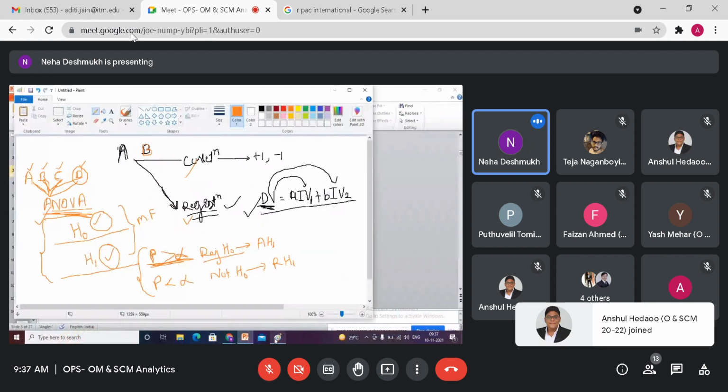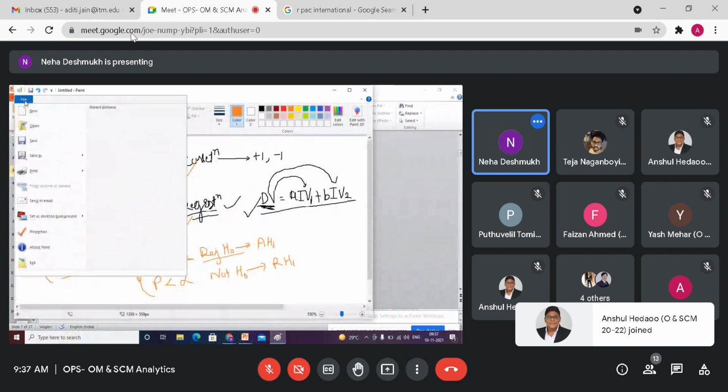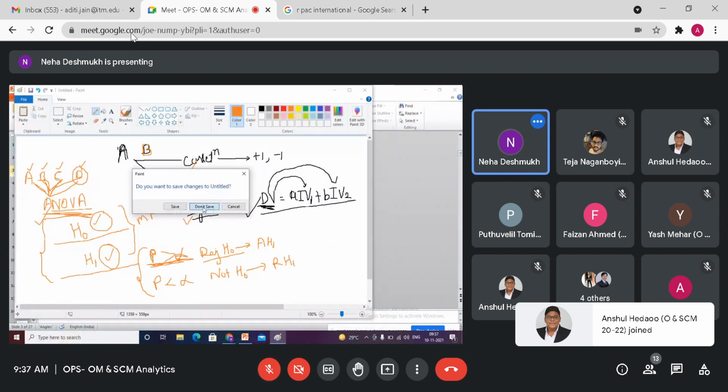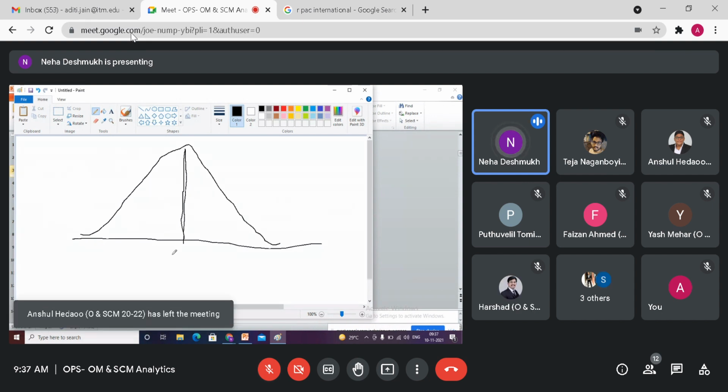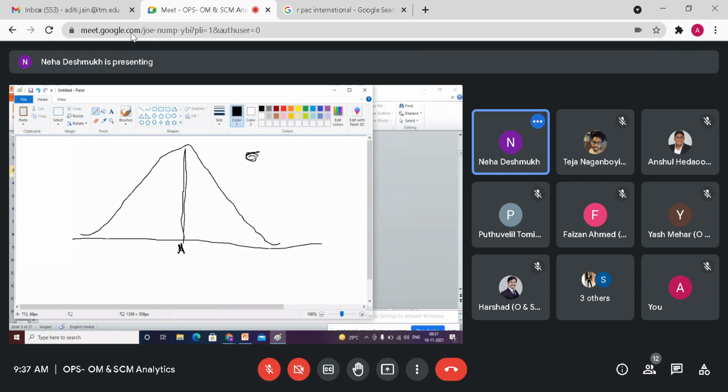We can understand this. We have a whole data set, or the population. This is my population, right? In this population, my mean is mu and deviation from mean is sigma, right?